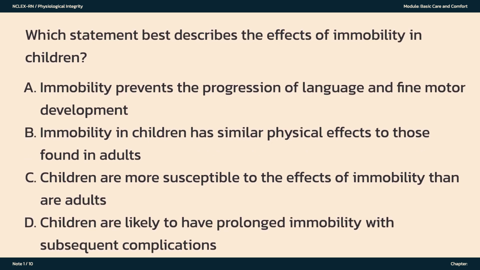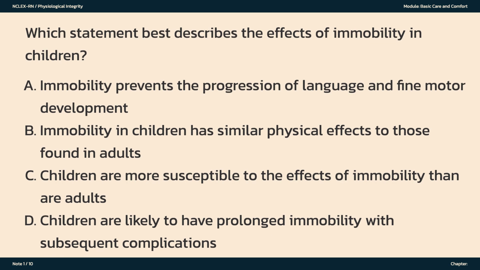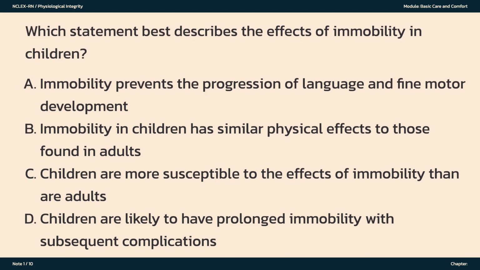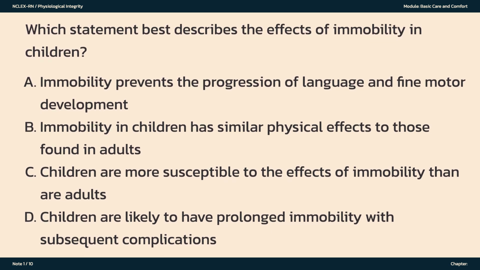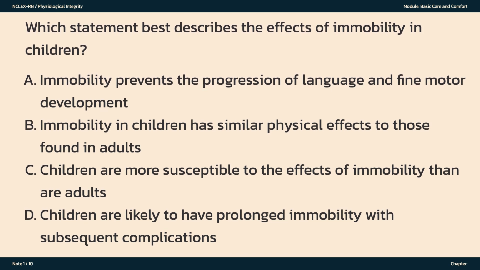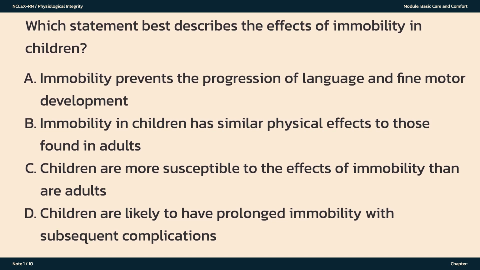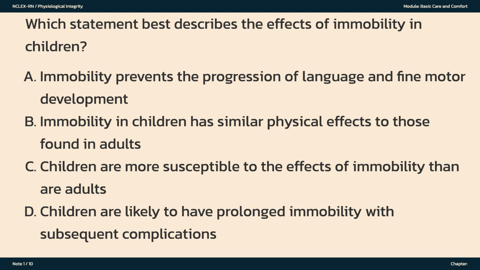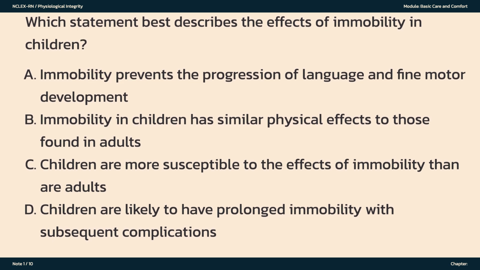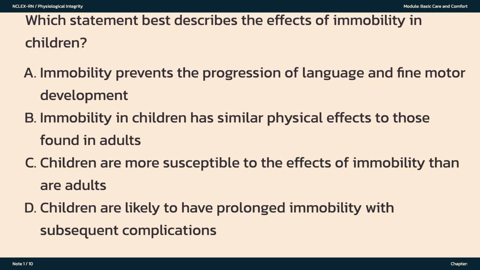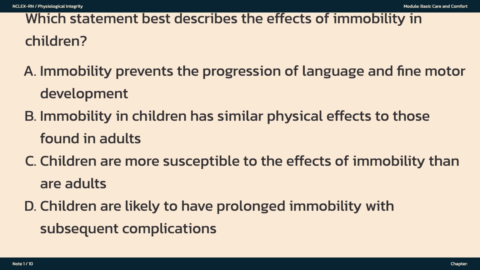Which statement best describes the effects of immobility in children? A. Immobility prevents the progression of language and fine motor development. B. Immobility in children has similar physical effects to those found in adults. C. Children are more susceptible to the effects of immobility than are adults. D. Children are likely to have prolonged immobility with subsequent complications.